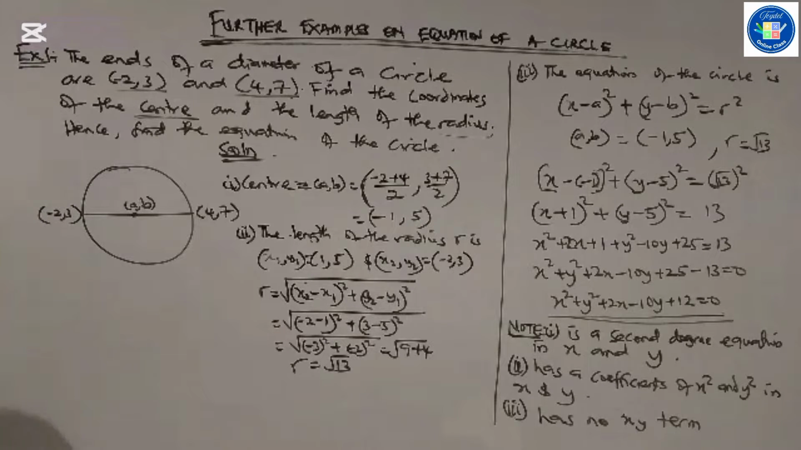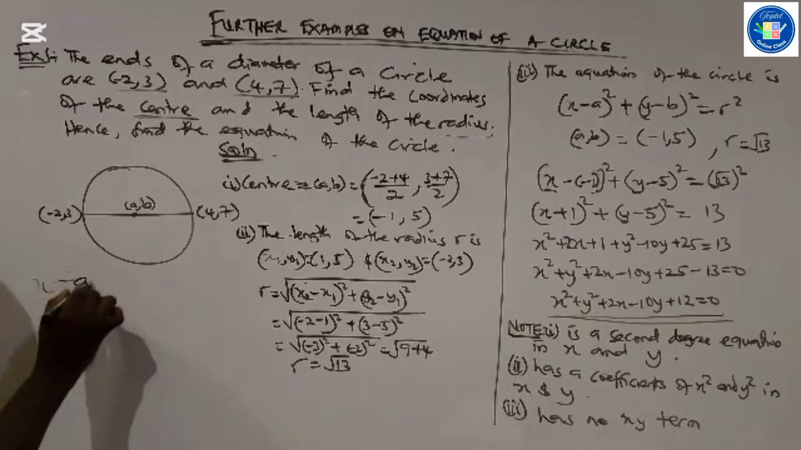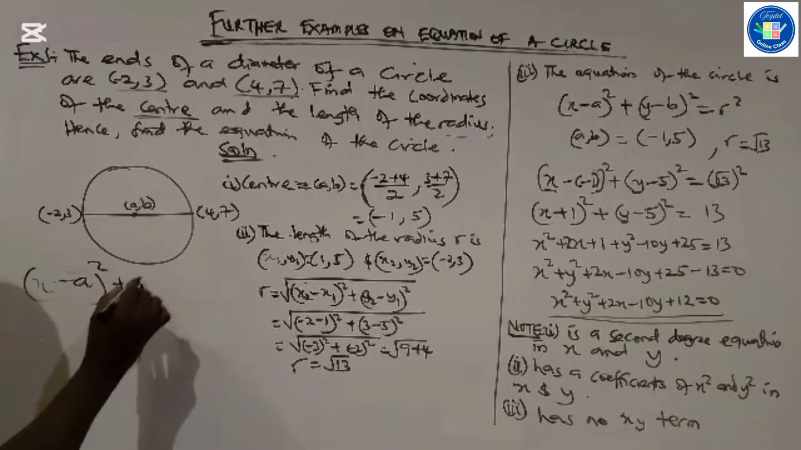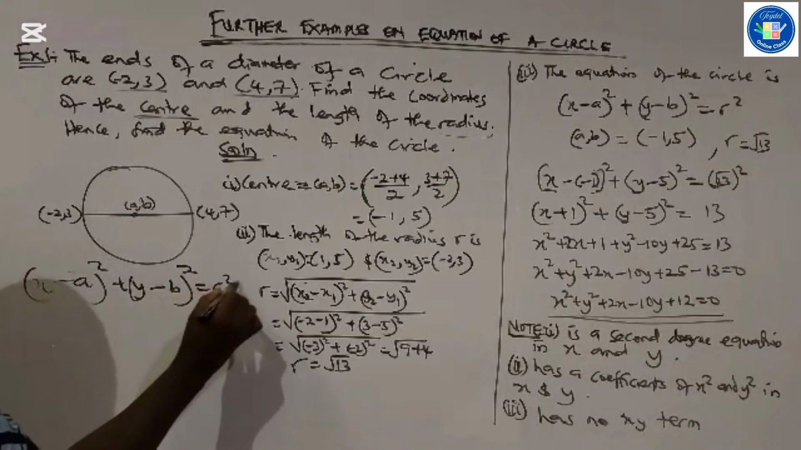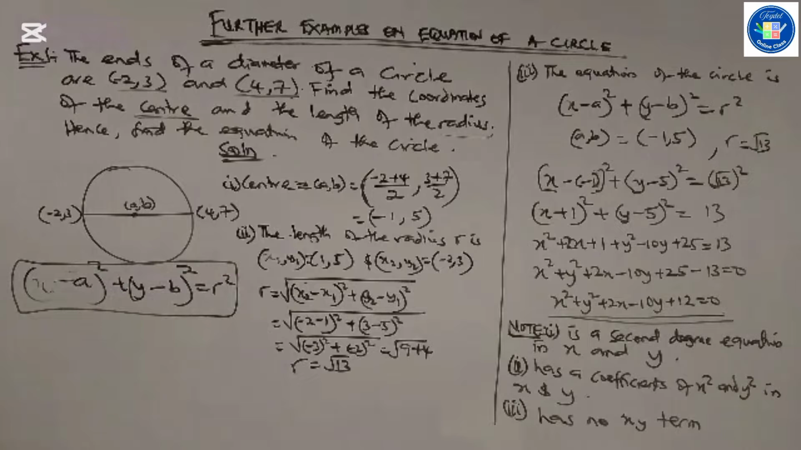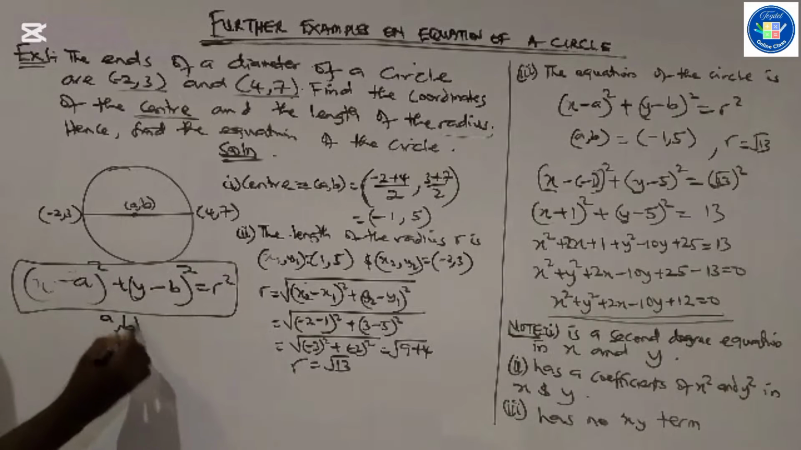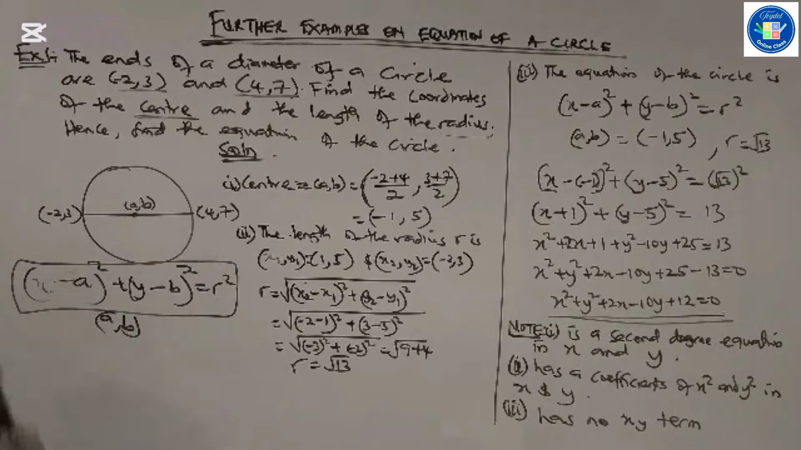So in this case, the formula to find the equation of a circle is (x - a)² + (y - b)² = r². This is the equation of a circle, where a and b are the center of that circle. So if you are given the center and the radius, just substitute, and you get the equation of the circle.